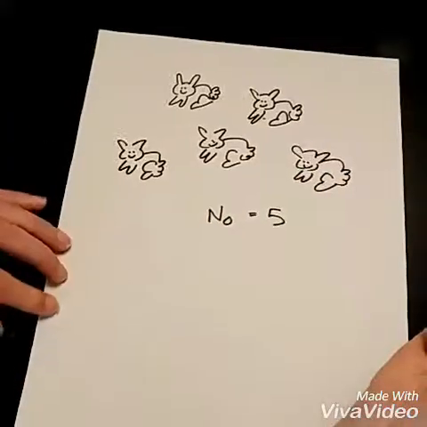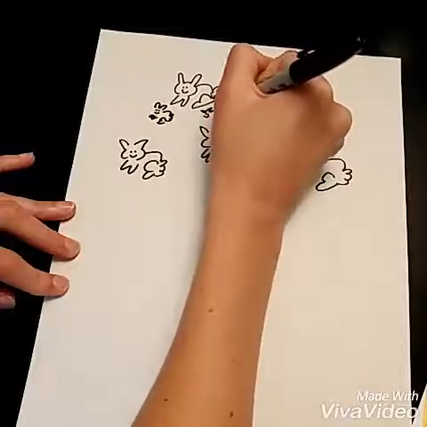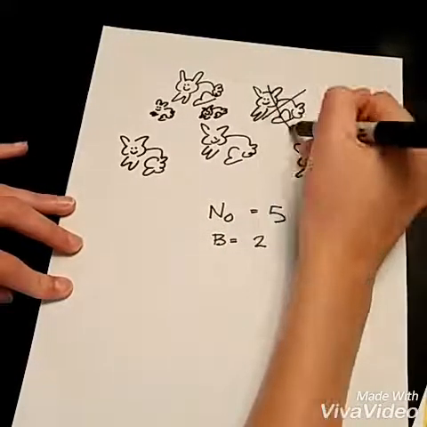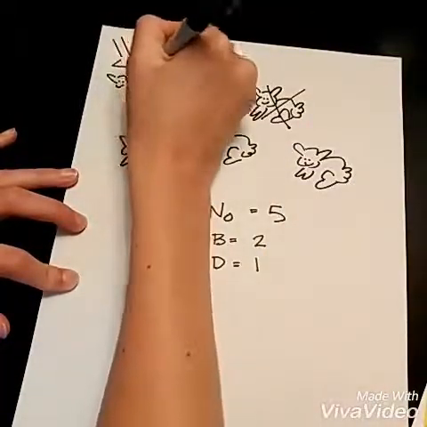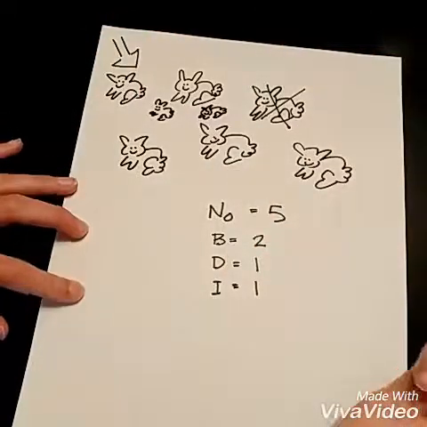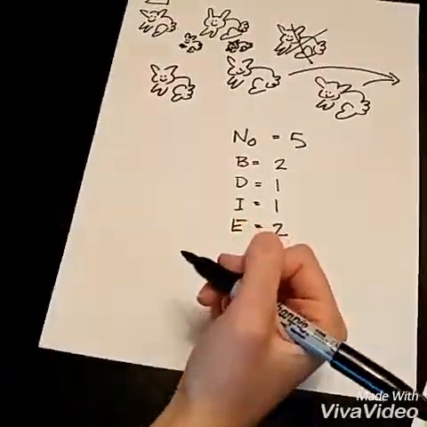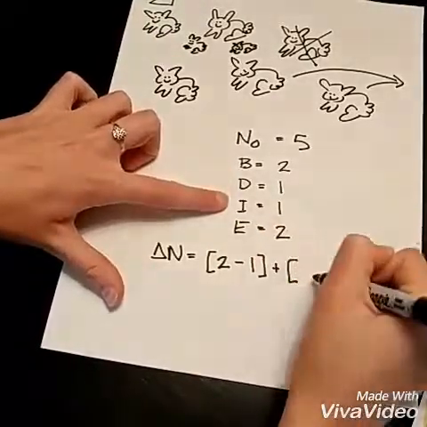We have a population of 5 rabbits, N naught equals the first population. This rabbit is going to have 2 baby rabbits. Births equals 2. 1 rabbit is going to die. 1 rabbit is going to join the population, or immigrate, and 2 rabbits are going to emigrate out of the population. Now we can find our change in N.